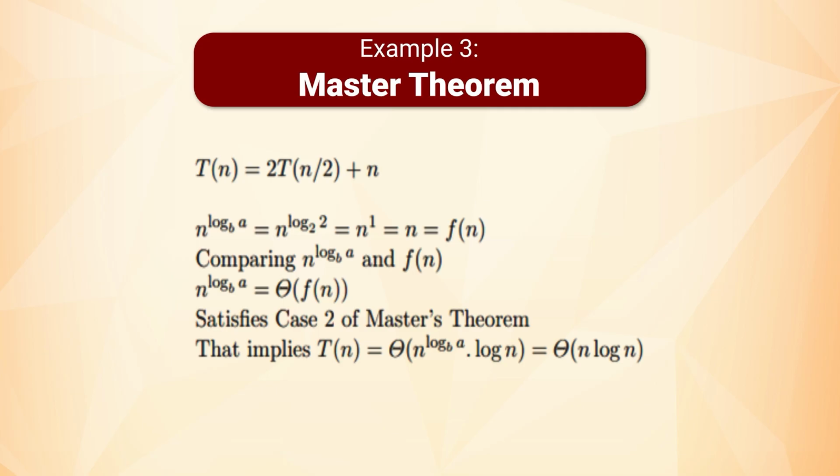So, this is also the case 2. So, n to the power log a base b and f n both have the same value. So, what will be the time complexity? So, T n equal to theta of n to the power log a base b into log n, and what is the value of n to the power log a base b? That is n. So, n into log n, this is the final complexity.